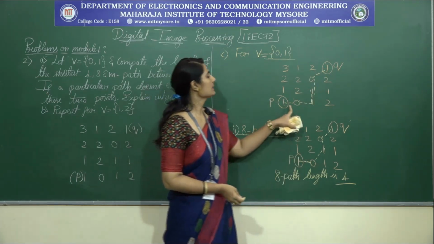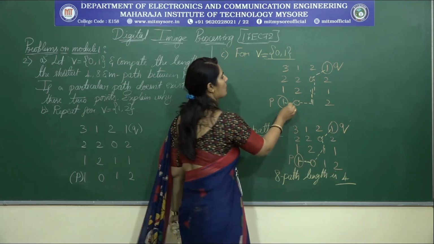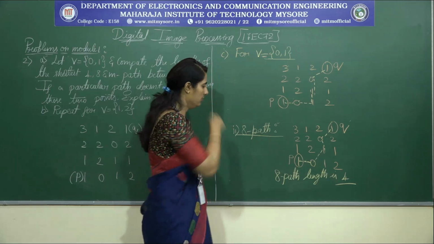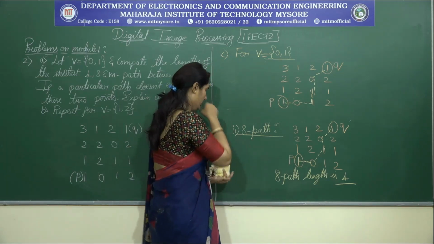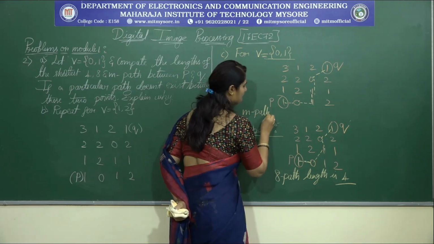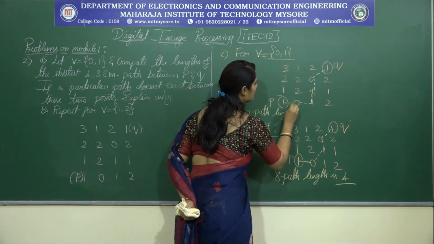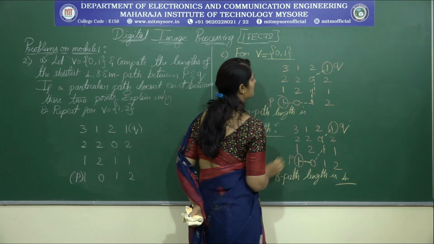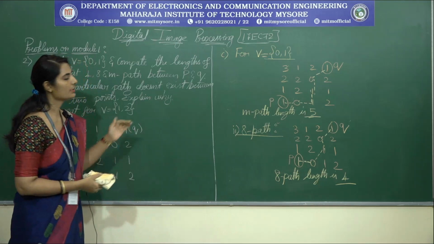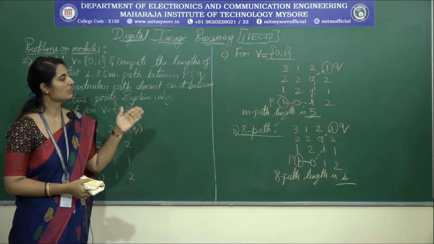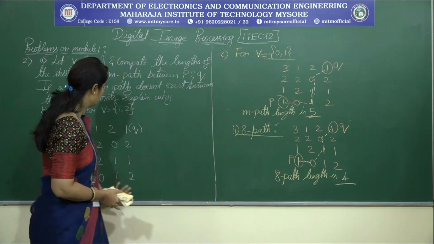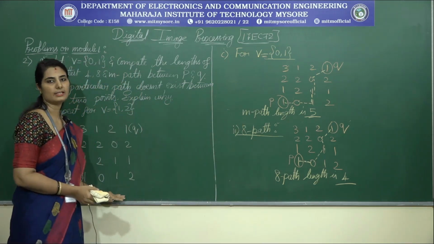So here the length of this M path is 1, 2, 3, 4, 5. So M path length is 5. So this is how you need to find out M path, 8 path and 4 path for the given set V and the subset which is given in the question.